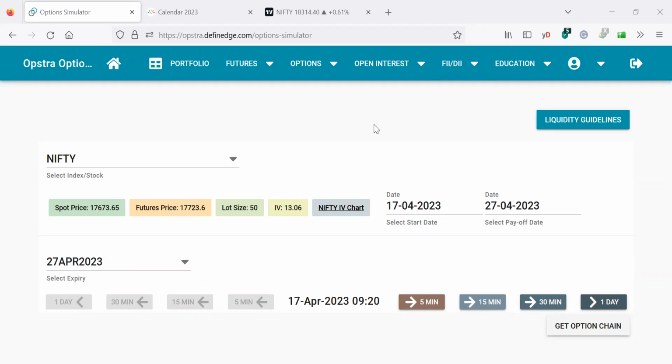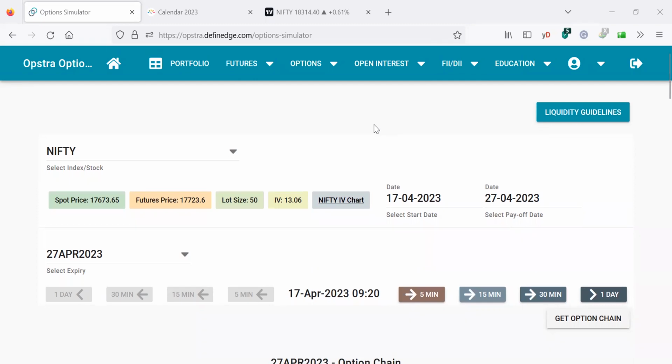Iron fly is basically creating a straddle at the money. A straddle is nothing but selling the at the money call and put, and at the same time, based on the safety, how much safety we want, we can buy the hedges. Basically, however much premium we collect at the money, that much premium we are going to spend buying from the call side and the put side.